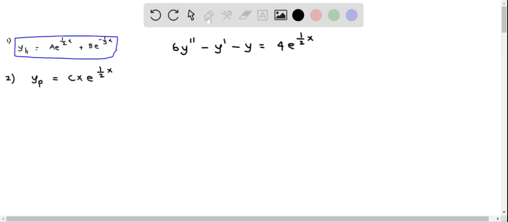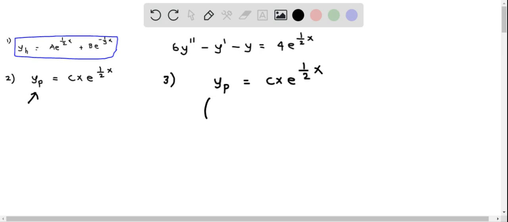In step 3, we should find the derivatives of the particular solution equation which we obtained in step 2. So here we have yp equals c x e raised to the power of half x. And since this is a second order equation, we should find two derivatives of this yp equation. So let me copy the yp equation. This equals c x e power half x.